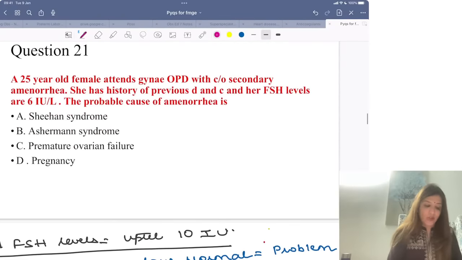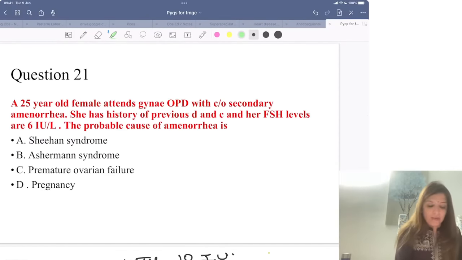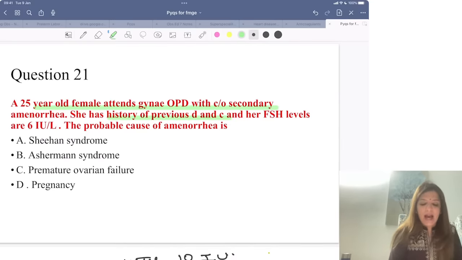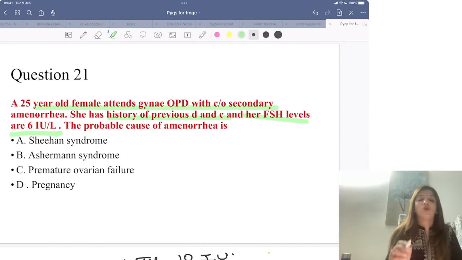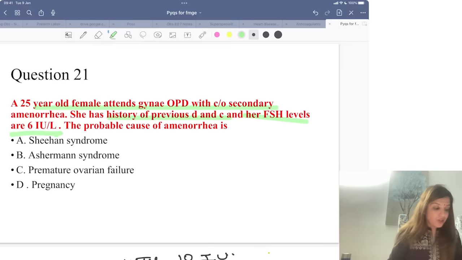Clear? Next question. A 26-year-old female attends gynae OPD with complaint of secondary amenorrhea. She has history of previous DNC and her FSH levels are 6 international units. The probable cause of amenorrhea is now. Iske baad jo main I am going to tell you, you are going to take a screenshot and keep it with you. These days they are asking questions based on FSH levels. Right, so I am going to tell you how you are going to approach questions based on FSH levels.